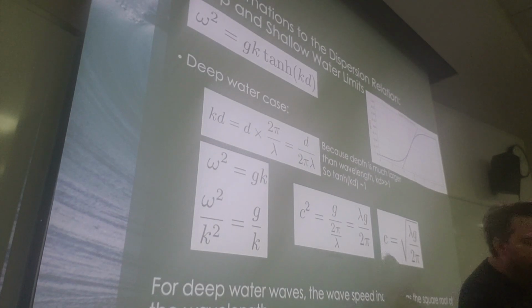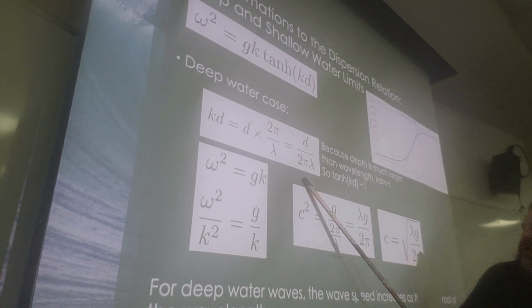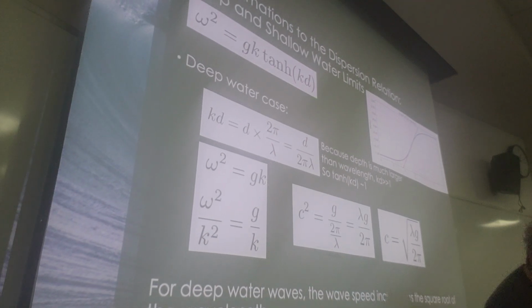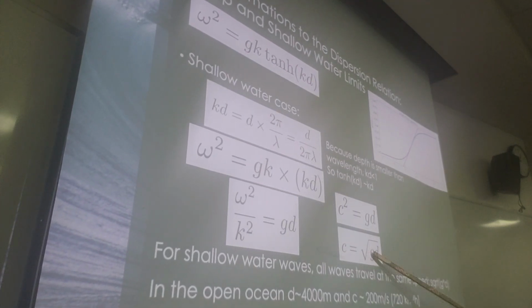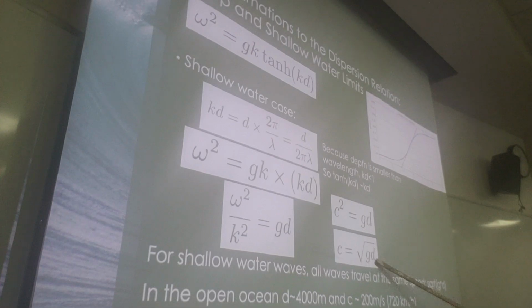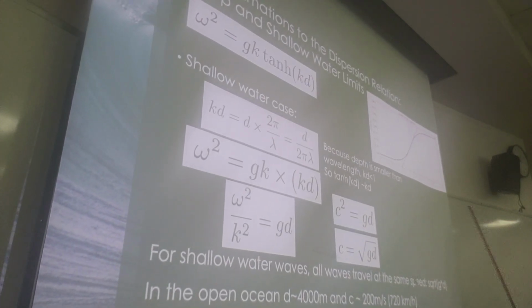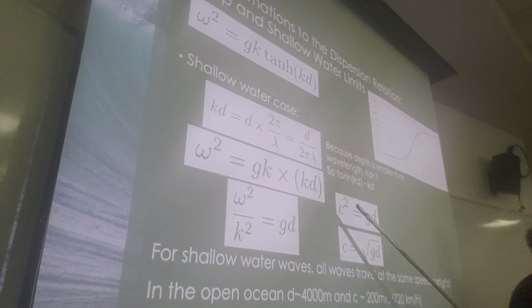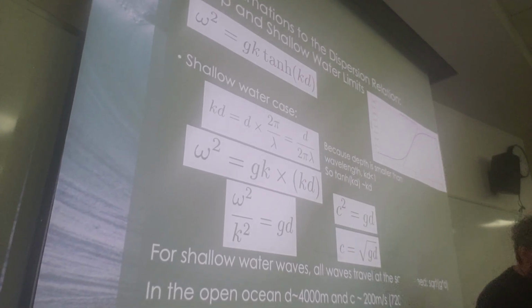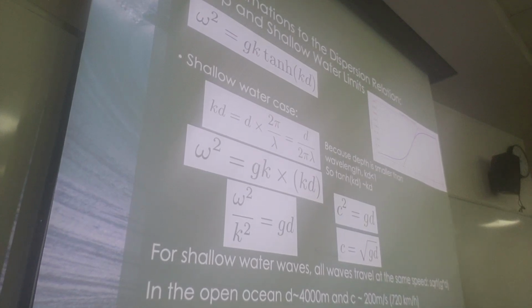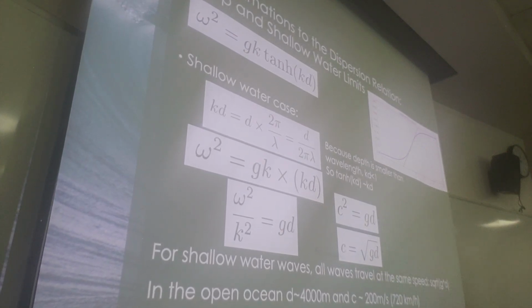And so we did some examples. We used this and we derived that the speed in the deep water case is c equals the square root of lambda g over 2 pi. Similarly, the speed in the shallow water case is c equals the square root of g times d, and these can be gotten directly from omega squared equals gk tanh kd. I will not ask you to do this derivation on the test.